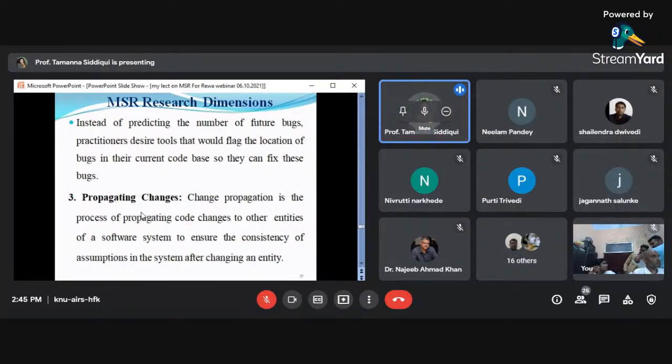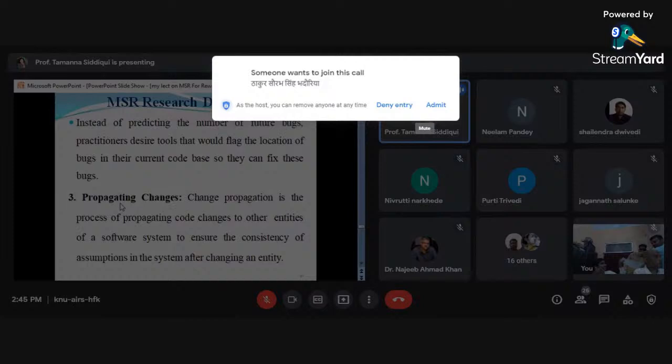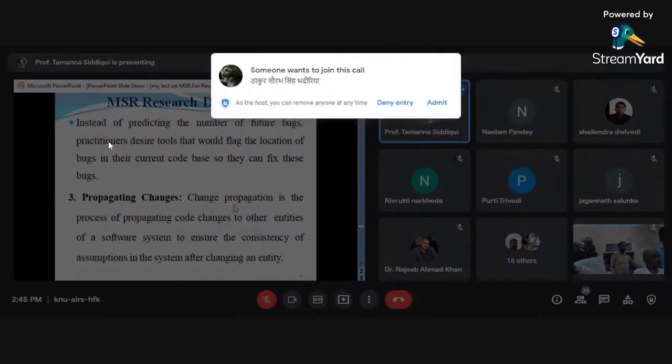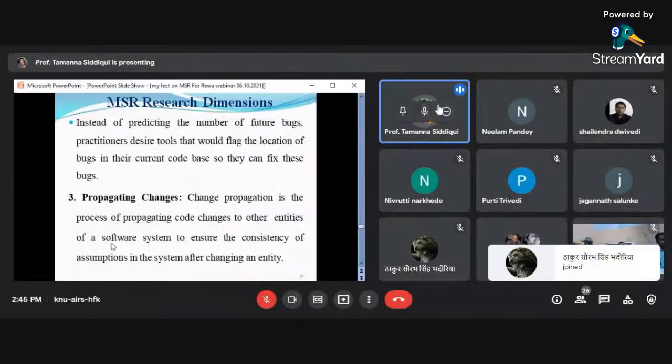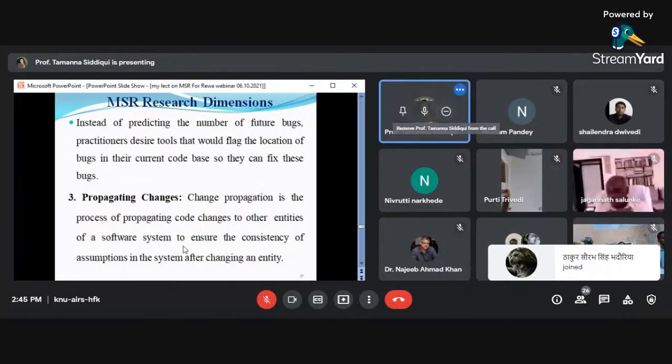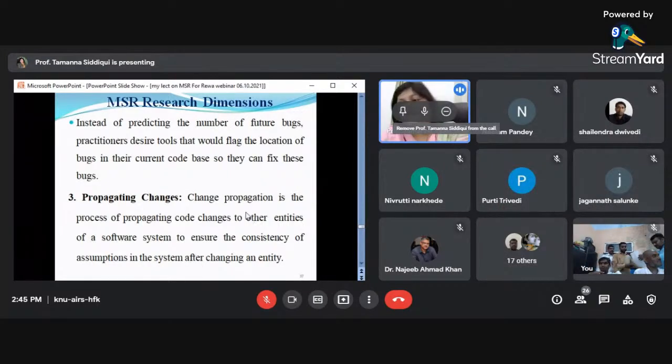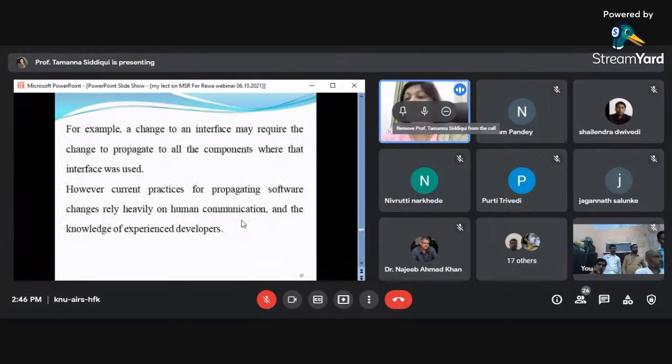The third research dimension is propagating changes. This is another area in software engineering. Change propagation is the process of propagating code changes to other entities of a software system to ensure the consistency of assumptions in the system after changing an entity. If you make a change in a small portion of the software and forget to make changes in the other portion, it will create a huge problem. So propagating changes is another issue, and you can think of working in this area.